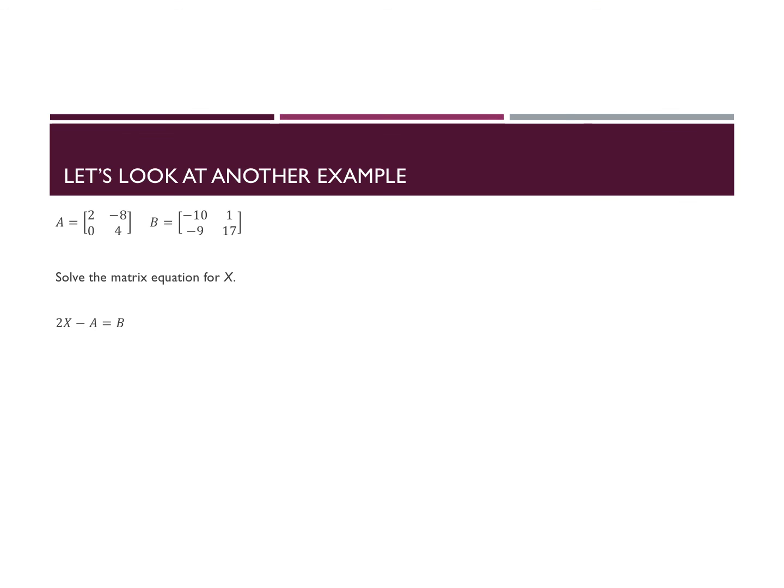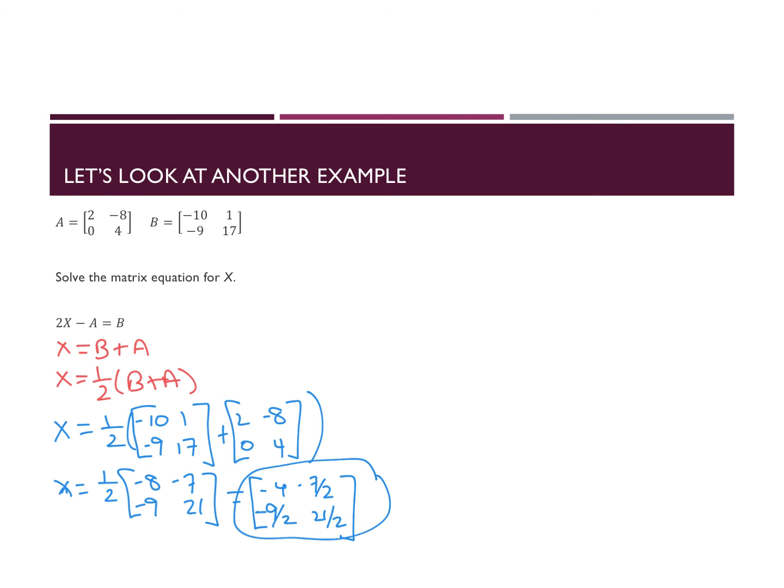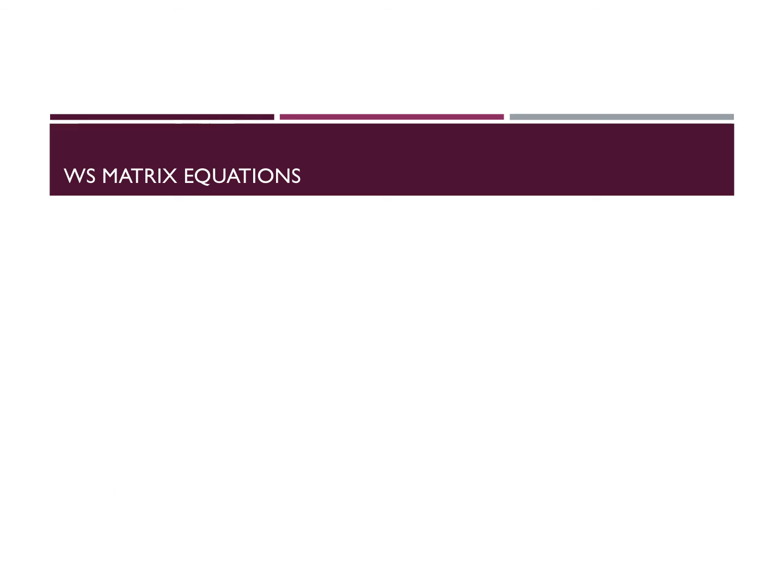I want you to take a minute or two and attempt the example you try. Hopefully you found your answer to be, for row 1, -4, -7/2, for row 2, -9/2, and 21/2. And guess what? That's all.